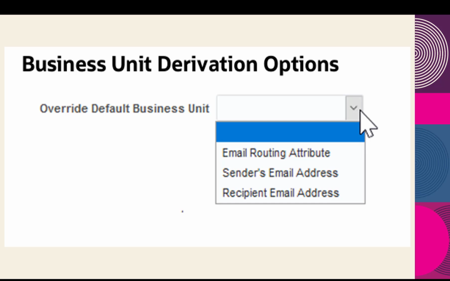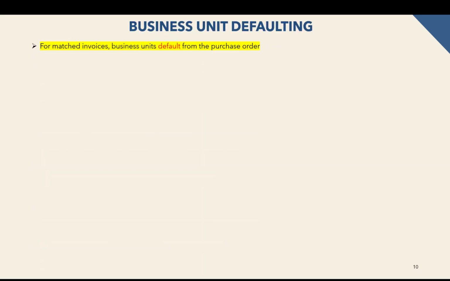Business unit defaulting for matched invoice: business unit default from purchase order. As you know, we have two types of invoices, matched and unmatched. For the business unit defaulting for the matched invoices, it depends on the PO. Matched means there are PO details. So during creating a purchase order, there is a business unit. So for the matched, the business unit will be defaulted from what? From the PO.